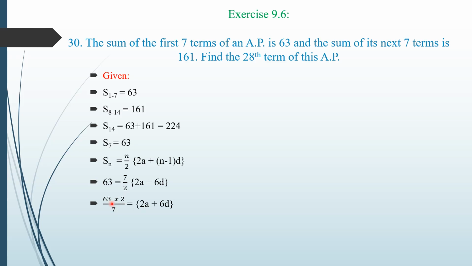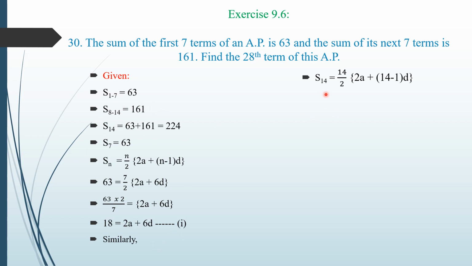When I simplify this, 63 by 7 is nothing but 9. 9 into 2 is 18. 18 equal to 2a plus 6d. Taking 2 common from this, or I can keep this equation as it is. Similarly, I can also solve for S14 here.